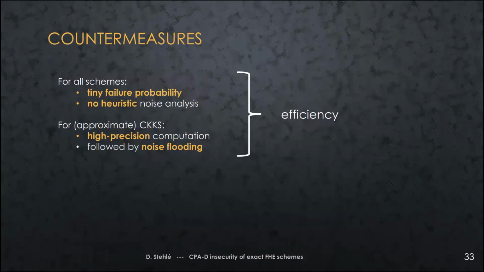What about countermeasures? For all schemes, you want to ensure a tiny failure probability, where the probability is only over the randomness of the inputs, and no heuristic noise analysis. And for CKKS, you also want high precision computation so that at the end of the computation, you can flood. So all this leads to efficiency questions. We know in theory how to implement this, and the question is what is the cost impact of these countermeasures?